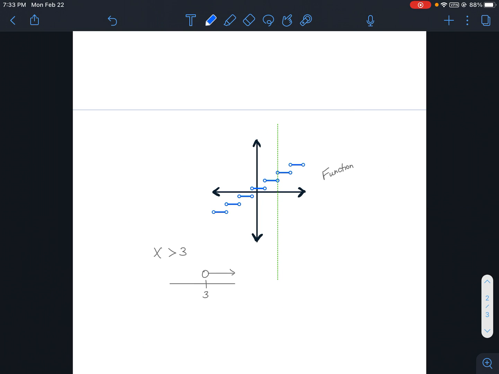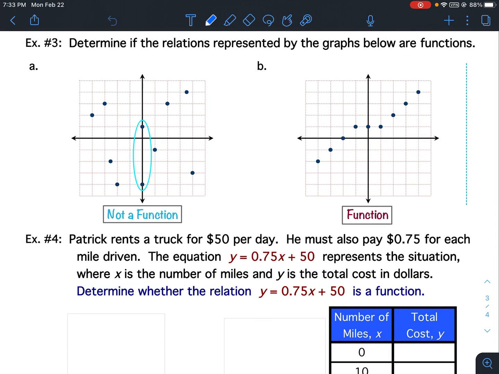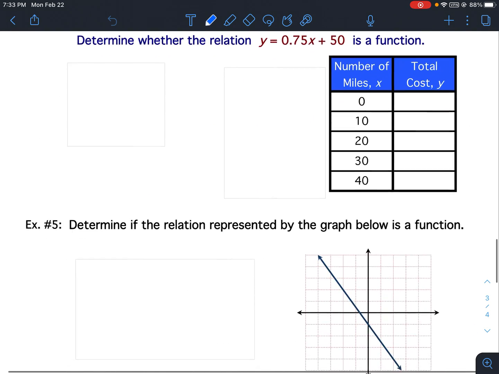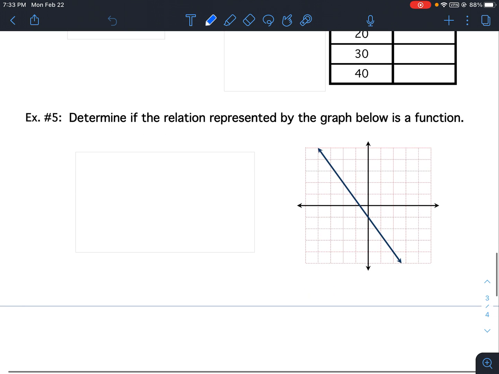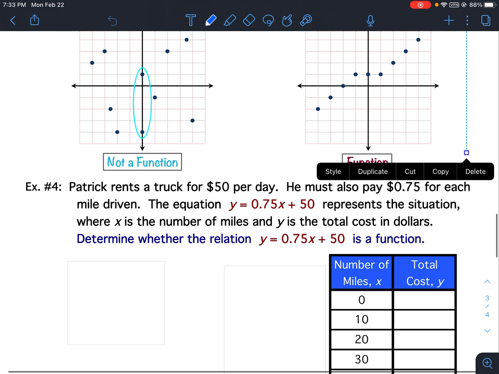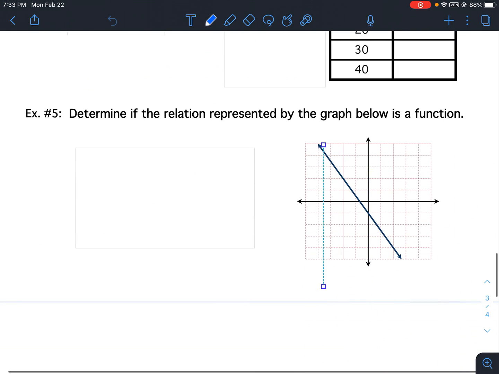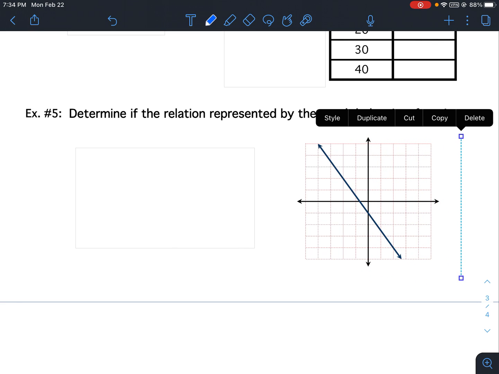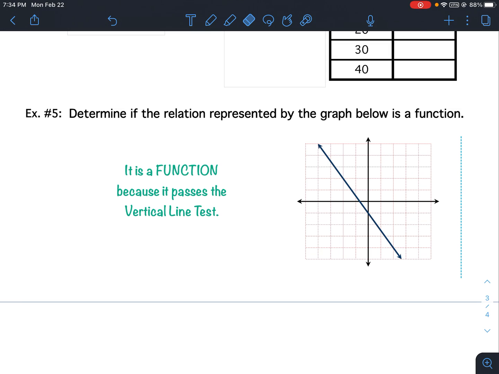Okay, so let's go back to the notes. Let's skip down to number 5. Let's determine if this relation is a function or not. So I'll grab my vertical line. As I drag this vertical line across, at any point, does it go through the graph in more than one spot? No, it does not. Therefore, it is a function because it passes the vertical line test. Pause your video and write that down.